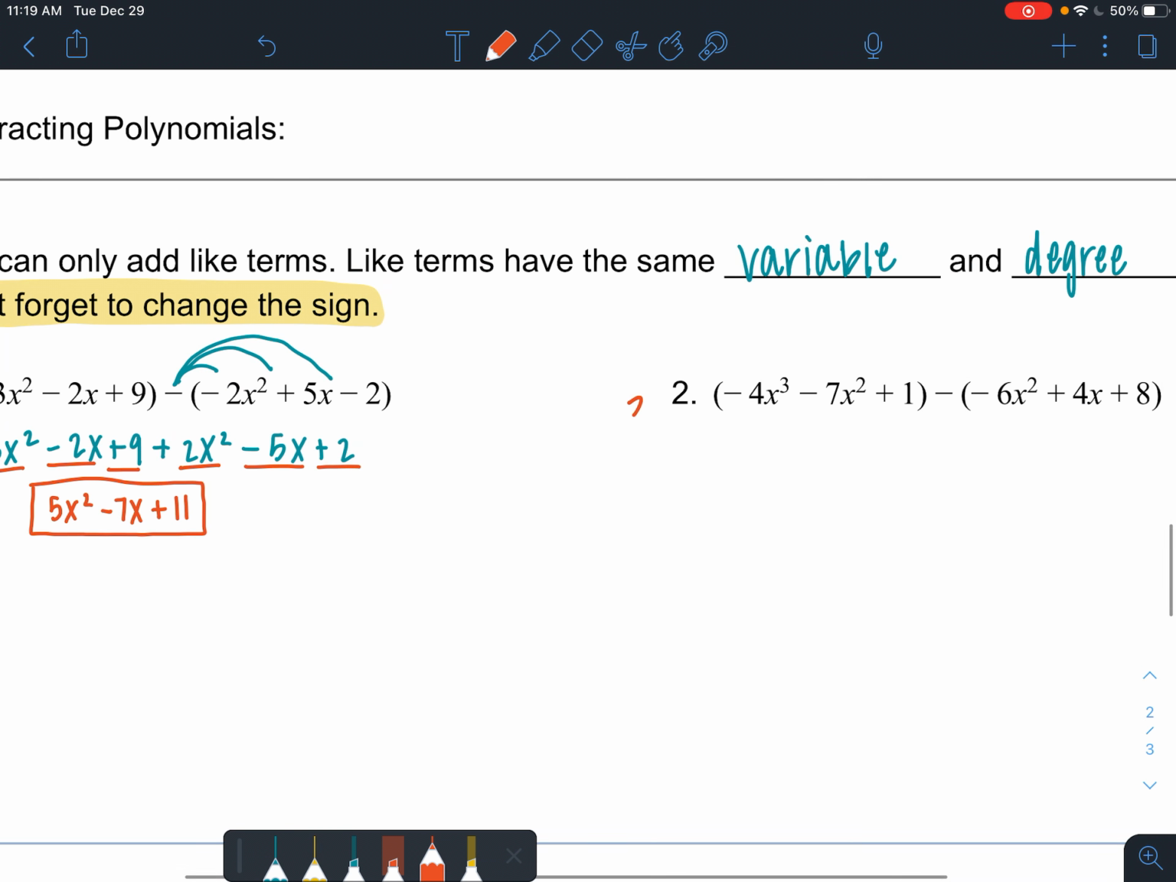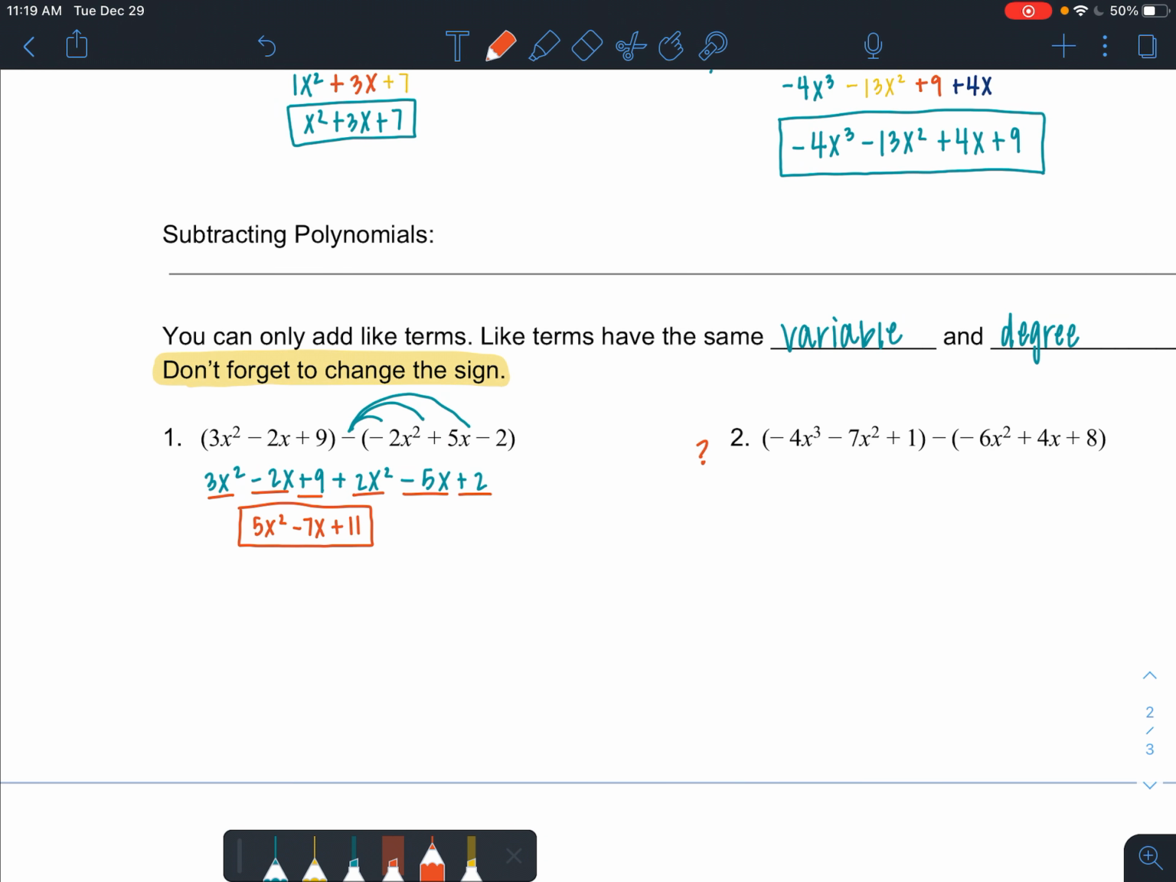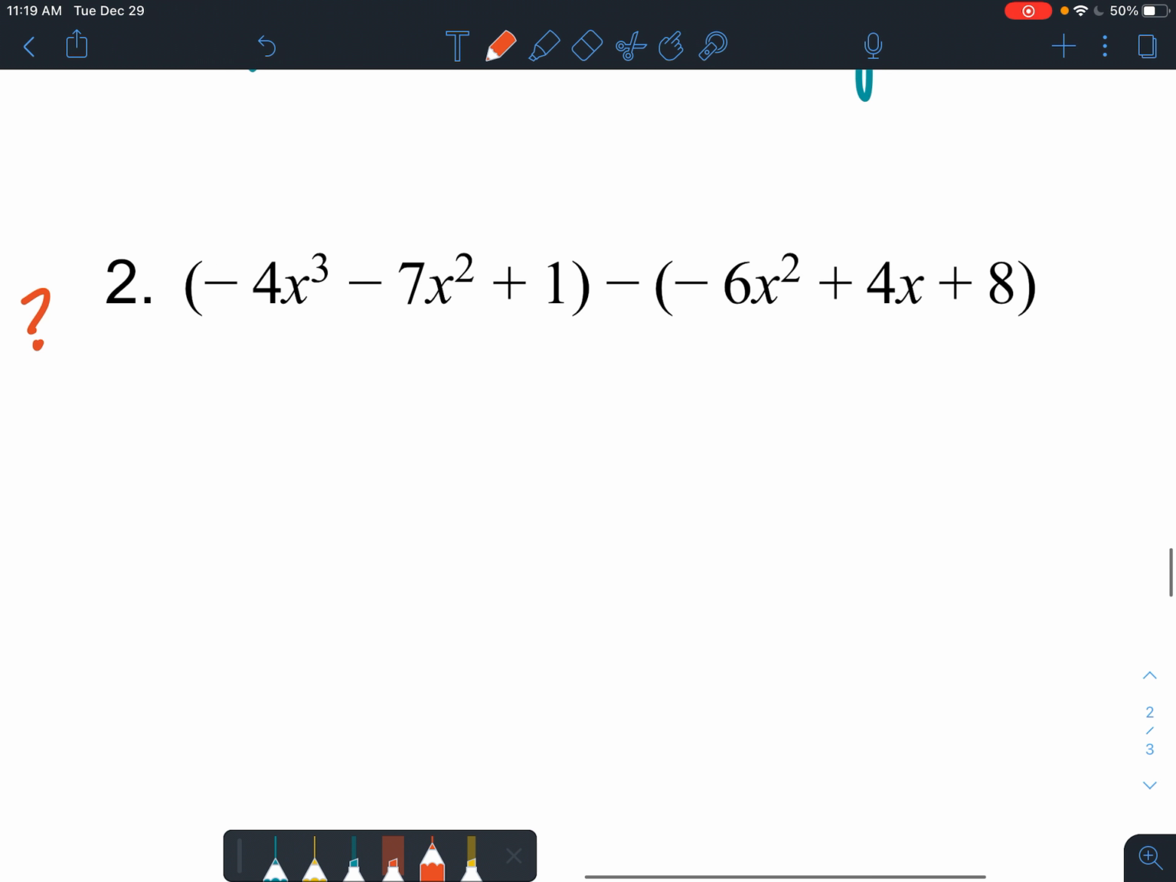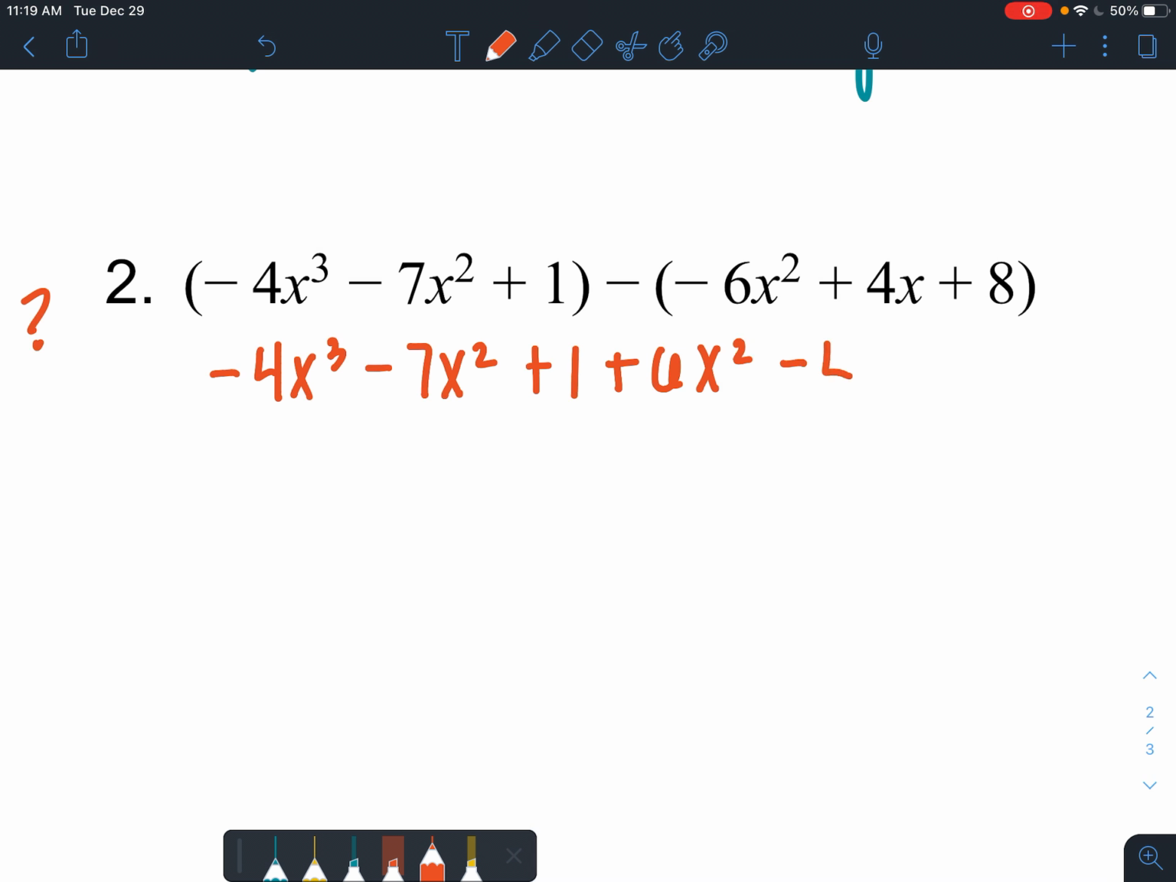Okay, go ahead and do this next one on your own. Okay, so I'm going to take that negative through, so I get negative 4x to the third minus 7x squared plus 1 plus 6x squared minus 4x minus 8. So then we want to combine our like terms, so here and here.